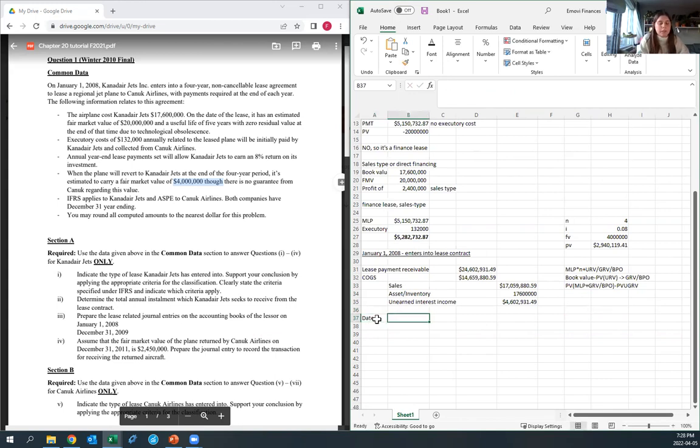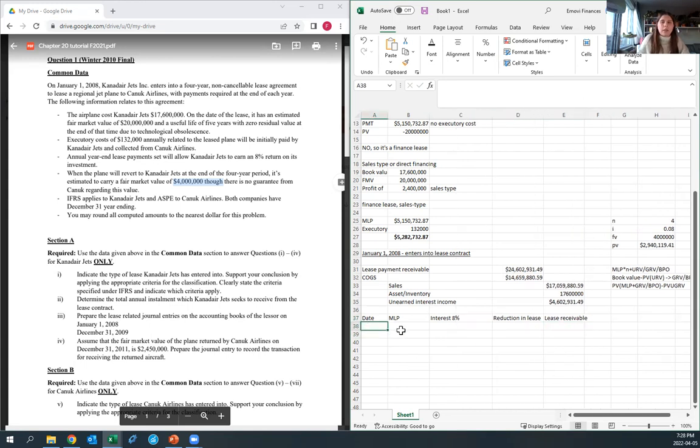So we're gonna have our dates, your minimum lease payment, interest, reduction, and your lease receivable. Right, so on January 1st, 2008, your lease receivable is 20 million. This is the fair market value of your asset, the present value of your minimum lease payment.